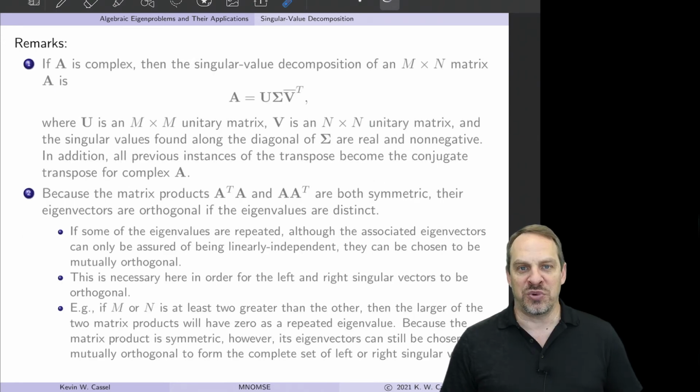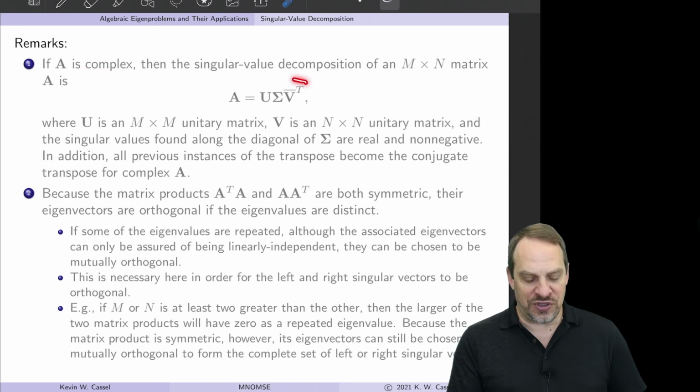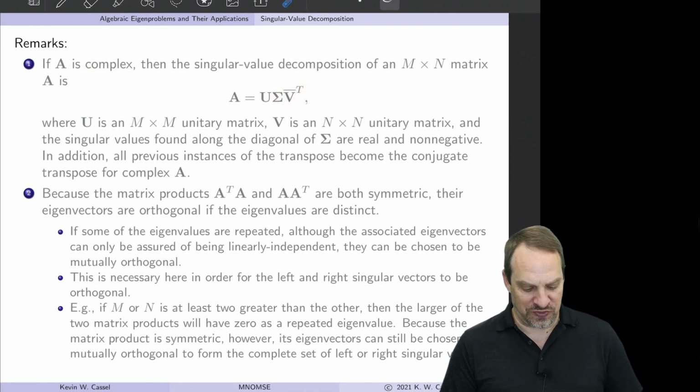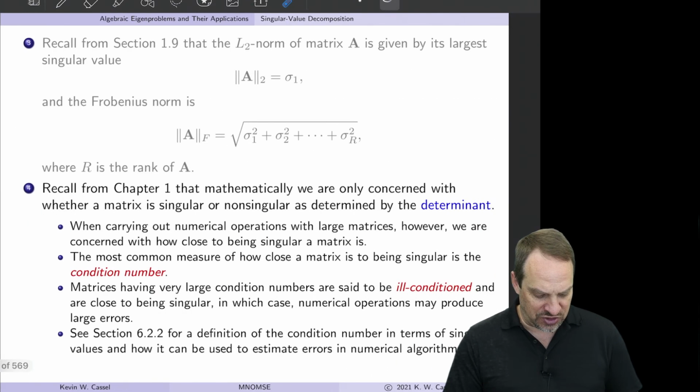Let me make a number of comments about the SVD. First of all, we have not been emphasizing this, but there is a SVD for complex A. The only difference is that you need to use the conjugate transpose instead of just the transpose of V. Otherwise, everything is the same. I'm just going to mention a few of these remarks.